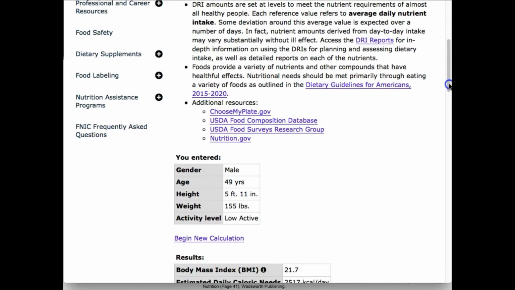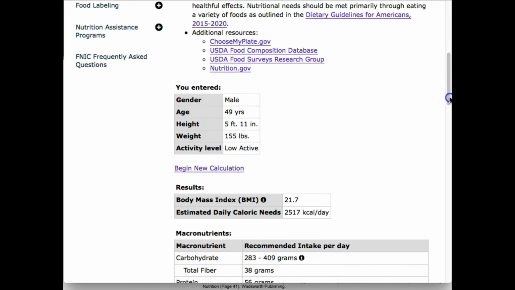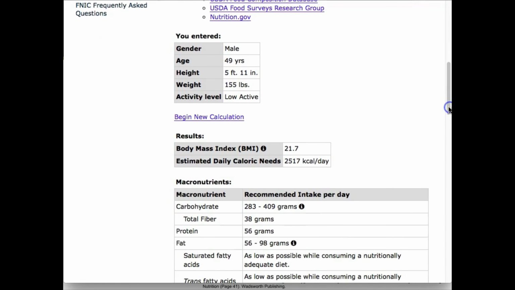You see my entered information and the calculation. You'll see that I have a body mass index of 21.7, and the calculator estimates that I need 2,517 kilocalories per day. This number is a little on the high side for me. I think I need slightly lower calories than this. You should use this as a starting point to work out the number of kilocalories that you personally need each day.